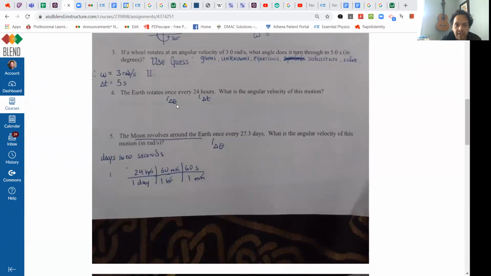So you got the delta angle because you need it in radians, right? And then you got 24 hours. Now you just need to convert that. How do you convert hours into seconds? You have to do this, hours into seconds. You use this.